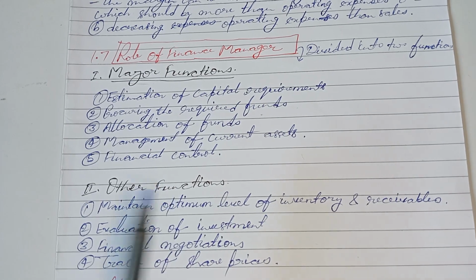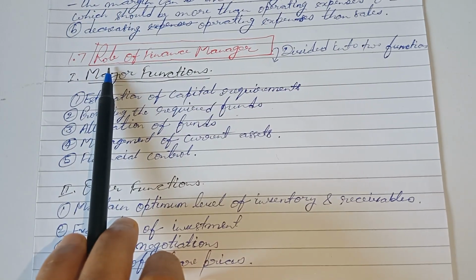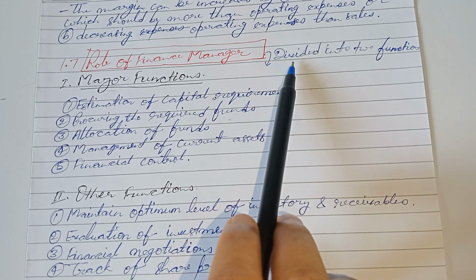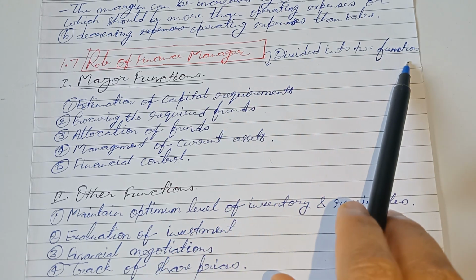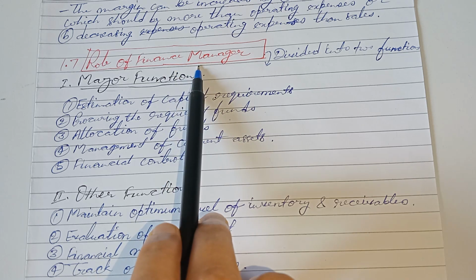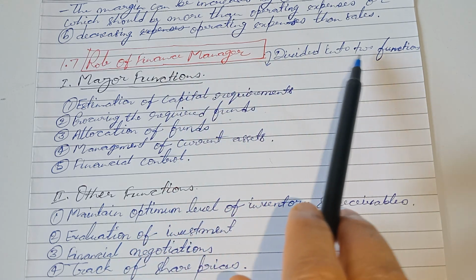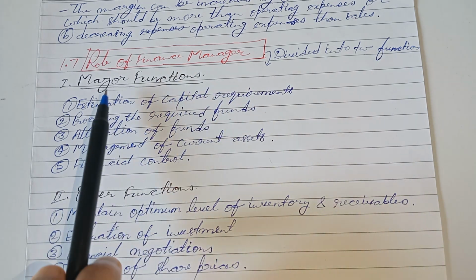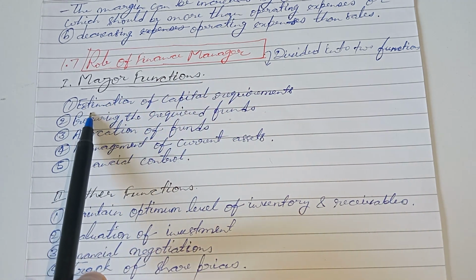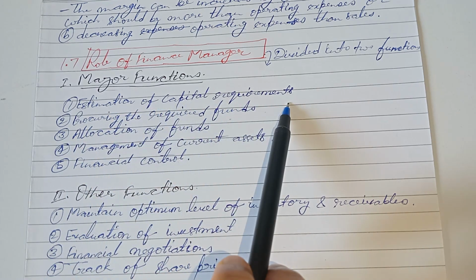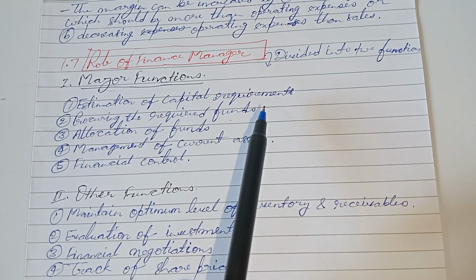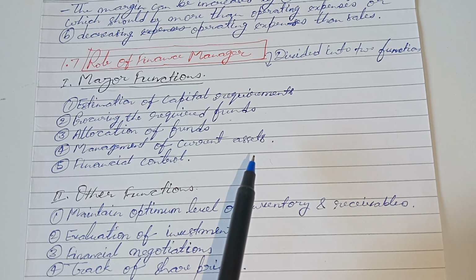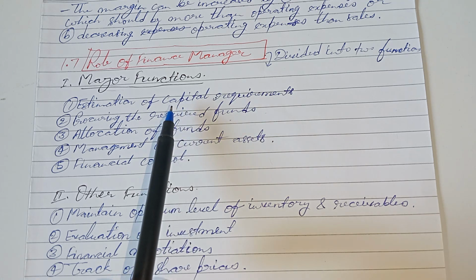Next point given here, as you can see on the screen, is the role of finance manager. So what different roles are given? The role of finance manager is divided into two major functions. The major functions of finance manager given: first, estimation of capital requirements. Whatever capital is required by the organization or the firm, that should be estimated by the finance manager.